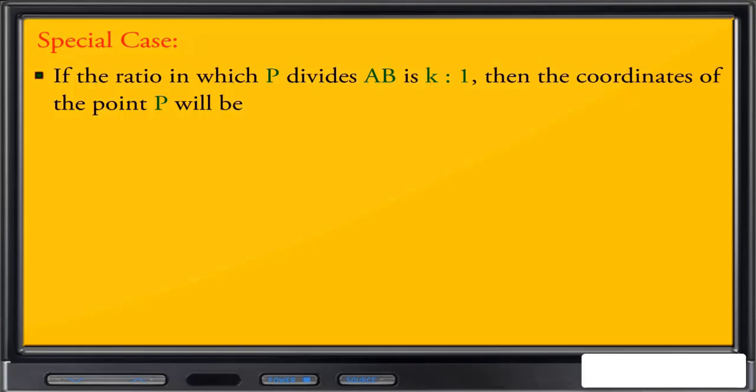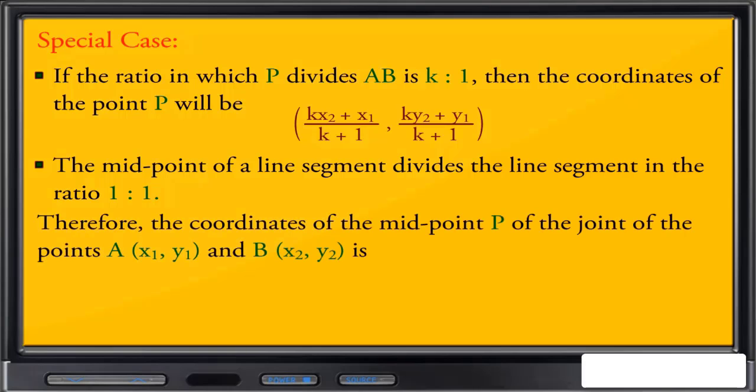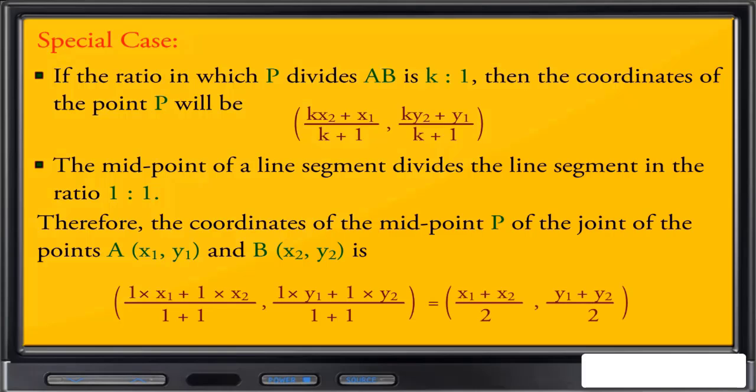If the ratio in which P divides AB is k is to 1, then the coordinates of the point P will be (k into x2 plus x1 upon k plus 1, k into y2 plus y1 upon k plus 1). The midpoint of a line segment divides the line segment in the ratio 1 is to 1. Therefore, the coordinates of the midpoint P of the join of the points A(x1, y1) and B(x2, y2) is (1 into x1 plus 1 into x2 upon 1 plus 1, 1 into y1 plus 1 into y2 upon 1 plus 1). This in turn is equal to (x1 plus x2 upon 2, y1 plus y2 upon 2).